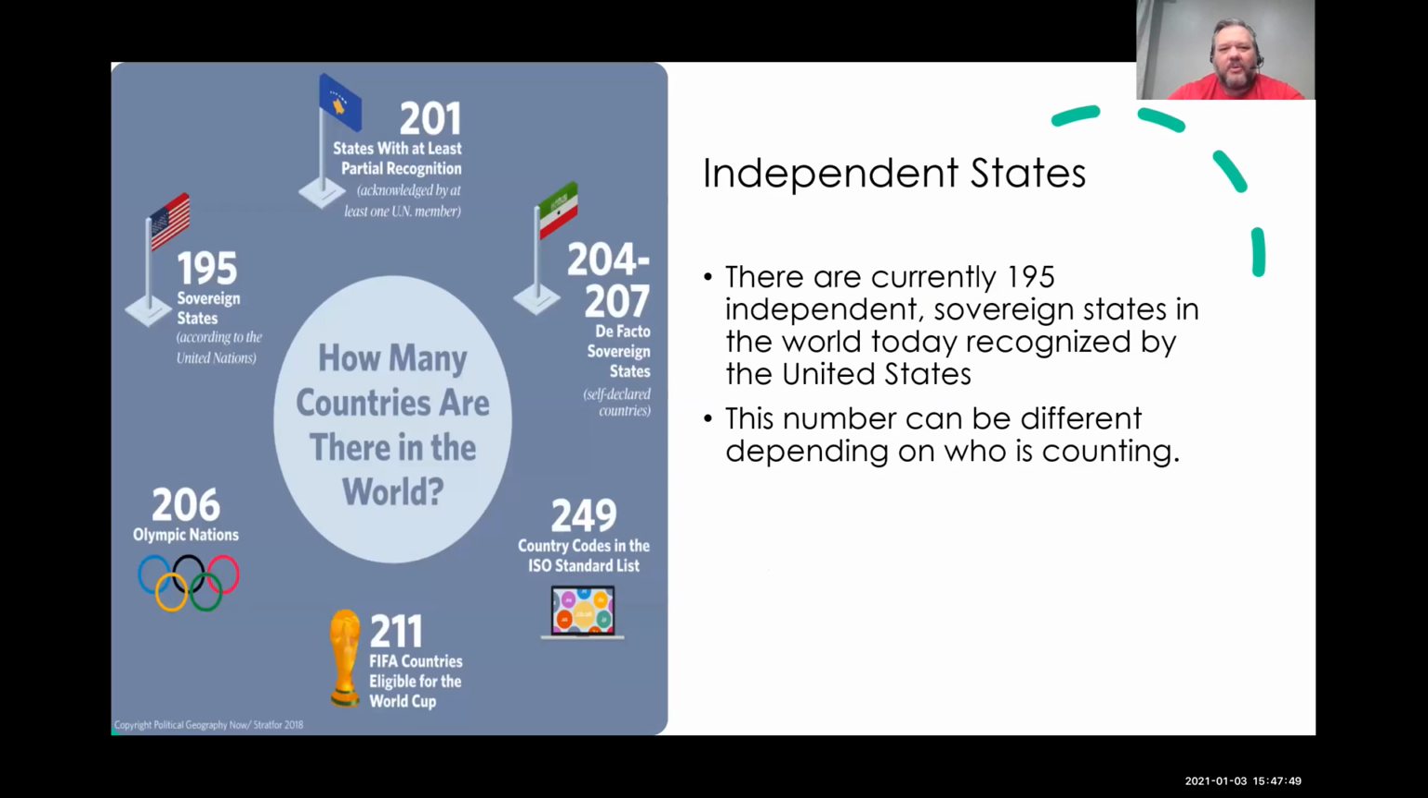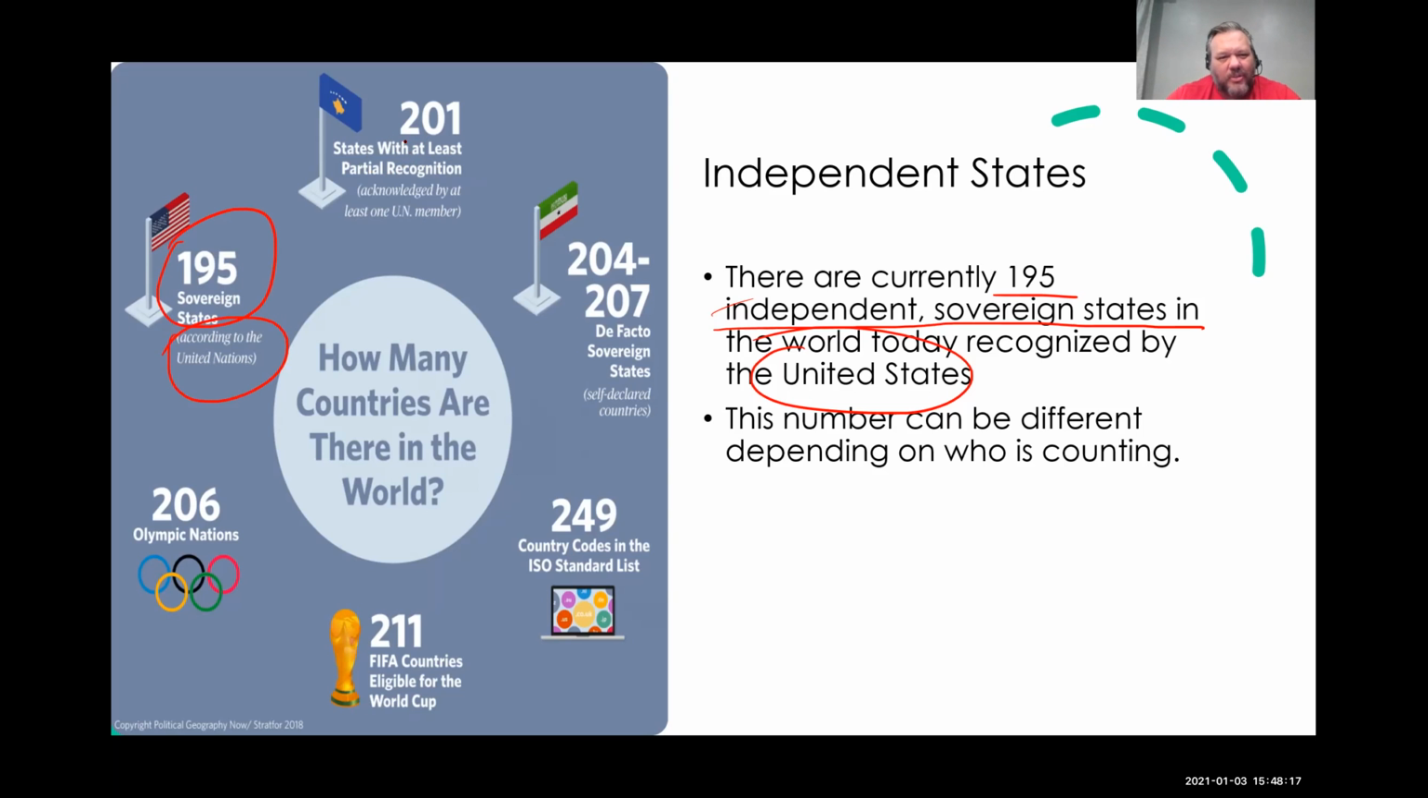Now, when we look at the number of states in the world today, that can be questioned. Currently, it's generally recognized, and I say generally kind of loosely here, that there are 195 independent sovereign states that are recognized by the U.S. So that's what the U.S. looks out at the world and says, there's 195, and the United Nations also agrees.